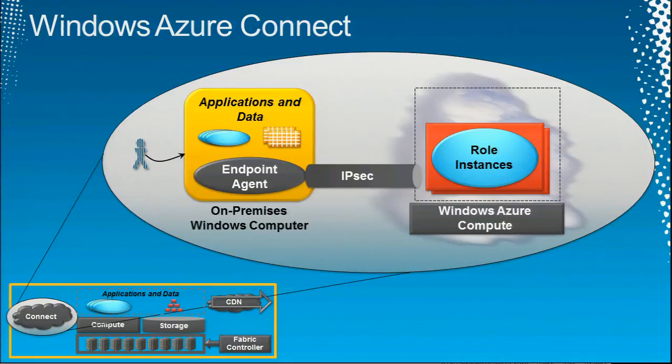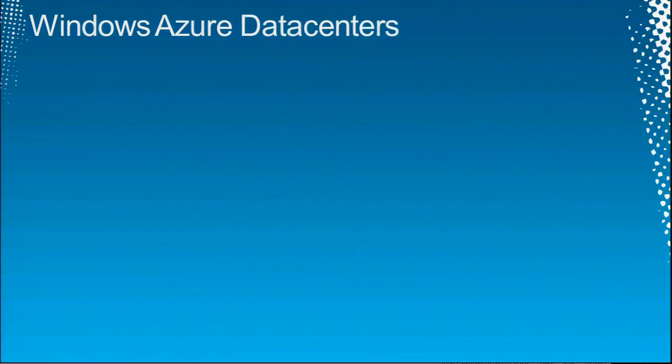Now, this is not a full-fledged VPN, although Microsoft tells us they'll give us that at some point. But it's a way to achieve many of the same things on a per machine, a per server basis. So, there are the 5 main parts of Windows Azure itself.